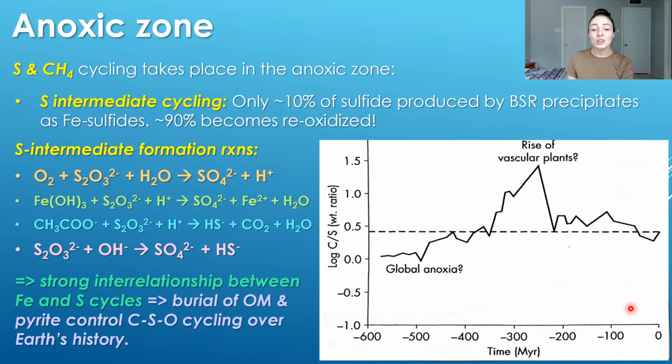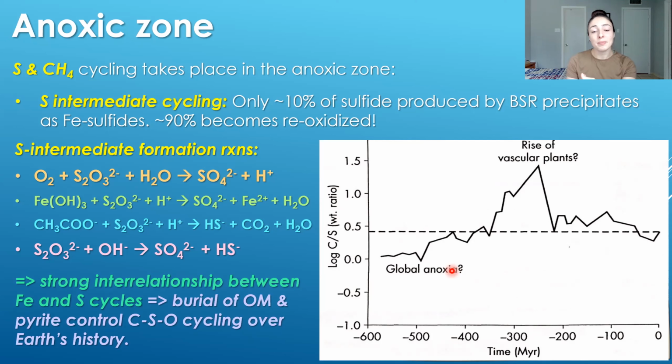So here we can see a graph showing carbon to sulfur ratios in marine sediments going back all the way to around 600 million years ago, or about the start of the Phanerozoic eon. And what we see is that this ratio correlates with major paleoclimate events and global climate shifts in Earth's history.